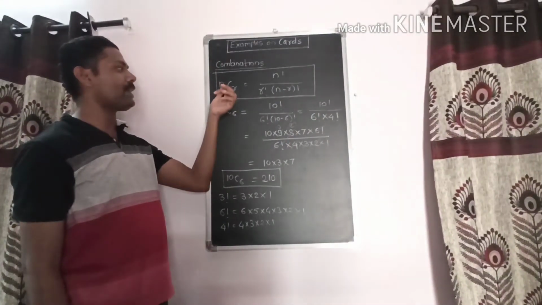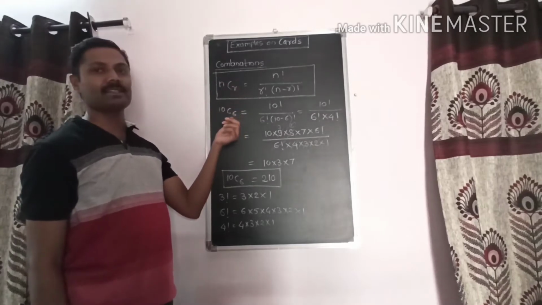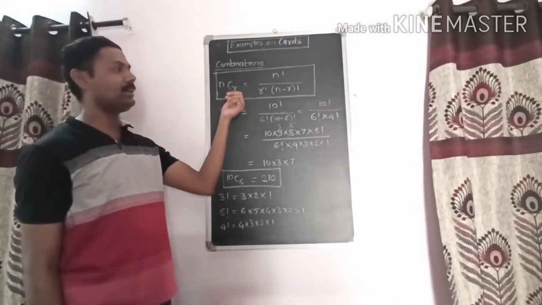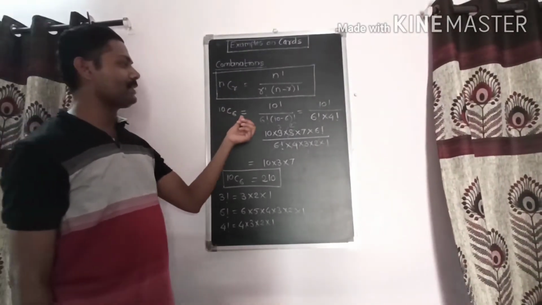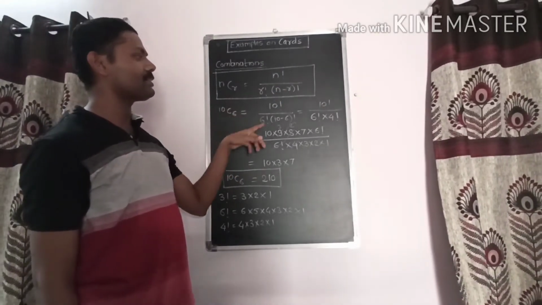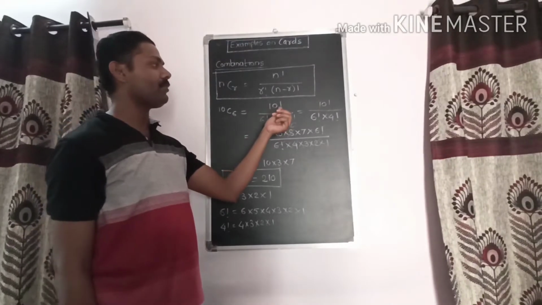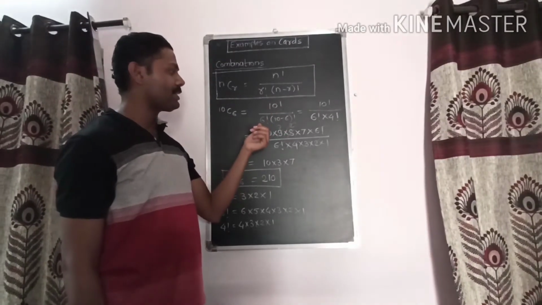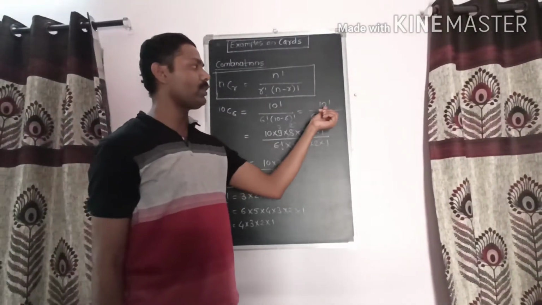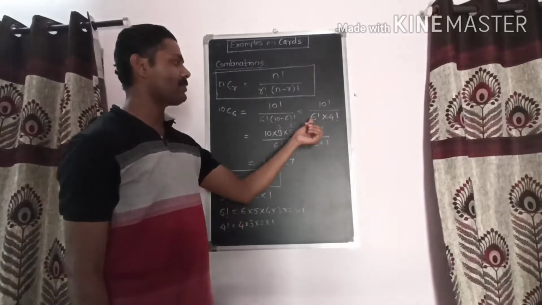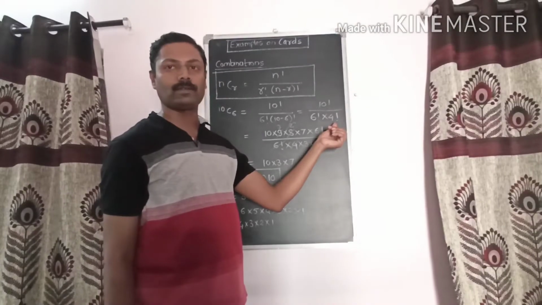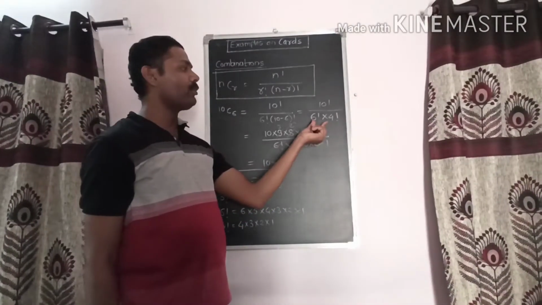For example, suppose n is 10 here and r is 6 here. Means 10 is the value of n and 6 is the value of r. Then see what will happen. 10C6 is equal to, instead of n take 10 and instead of r take 6 in the formula. So here is 10 factorial divided by 6 factorial, 10 minus 6 factorial. It is equal to 10 factorial, it will remain as it is, 6 factorial, it will remain as it is, into 10 minus 6, it is 4 factorial. Okay, so we have to solve this.